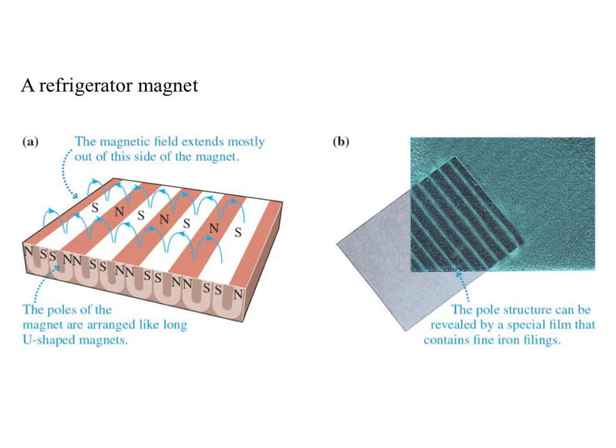One of those refrigerator magnets you buy has a more complicated and weird case where we have alternating north and south next to each other, and the field is almost entirely on the plane side. And the poles end up being much like U-shaped magnets. And we can see the field here using a filing sheet, and we get very strong banding at these boundaries.